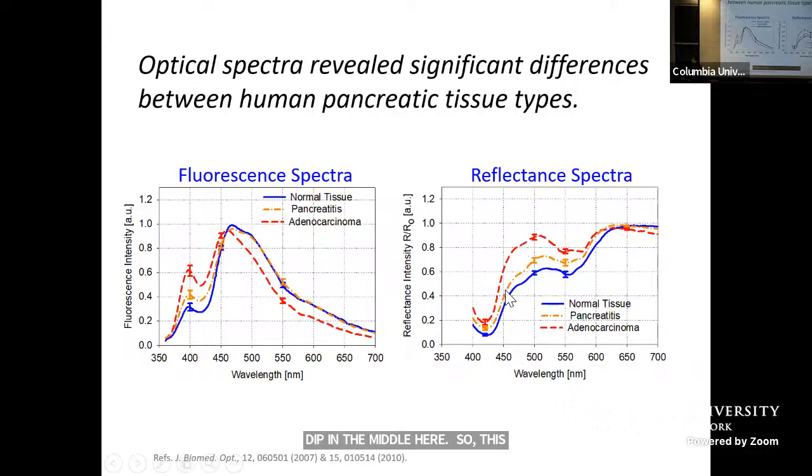On the reflectance side, we notice a large increase in reflectance signal right around 500 nanometers from the cancerous tissue, less so from the pancreatitis and the normal tissue. These differences were very easily detectable and recognizable just by eye. And again, we saw that from the initial measurements and then over hundreds of measurements.